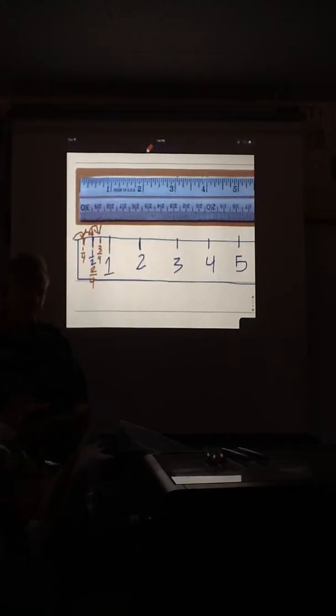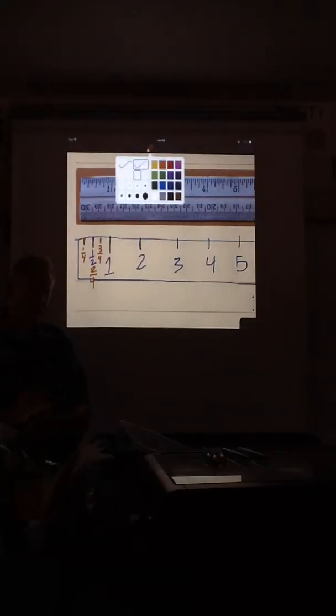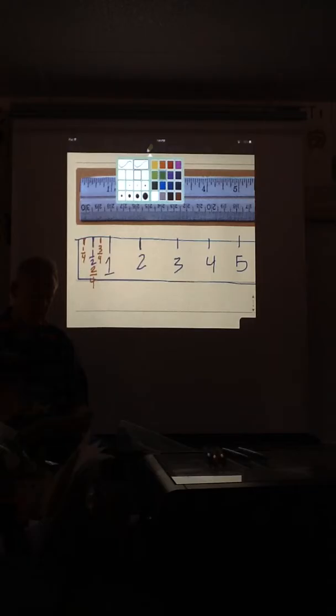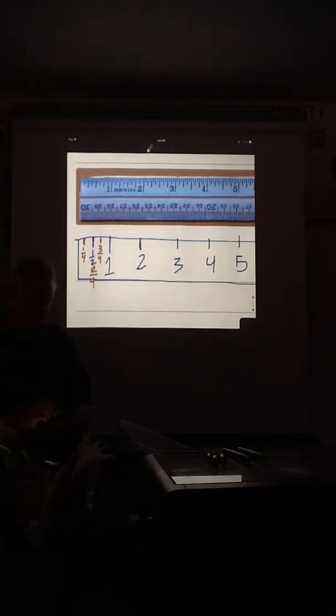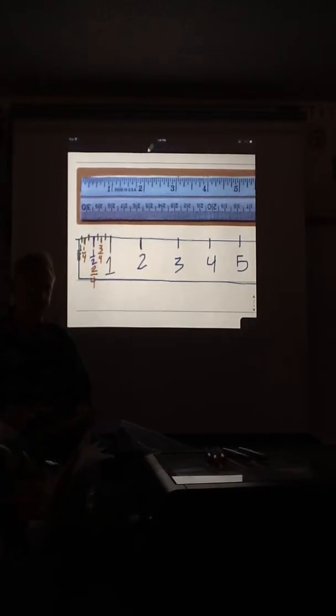Okay, does everybody see that? Okay. Now what am I going to do? I'm going to make eighths. I'm going to put those in green, I think. Green seems to be a nice color. Now what's an eighth? An eighth is a half of a fourth. So I'm going to put one in the halfway spot. Halfway here, and halfway here. Now if you notice, this is our 1/8.